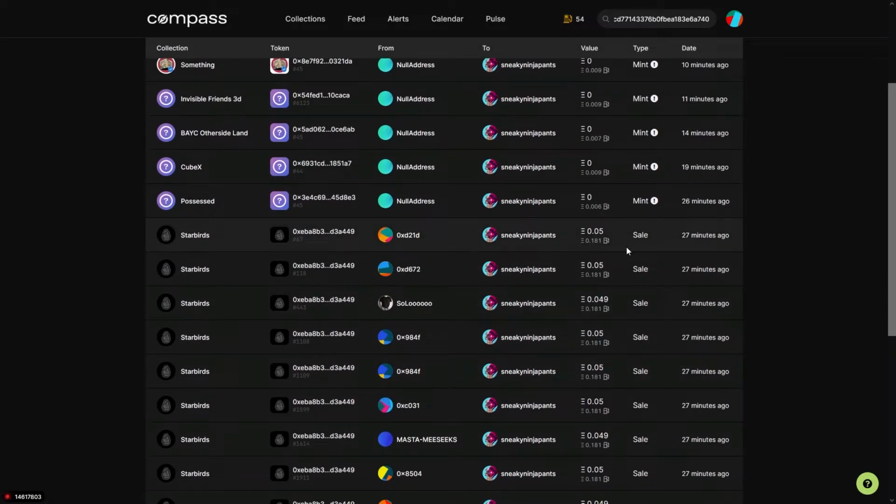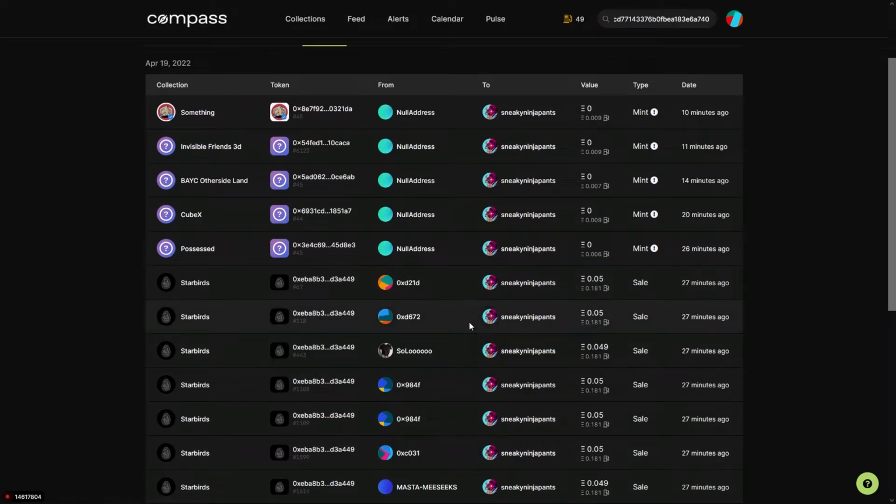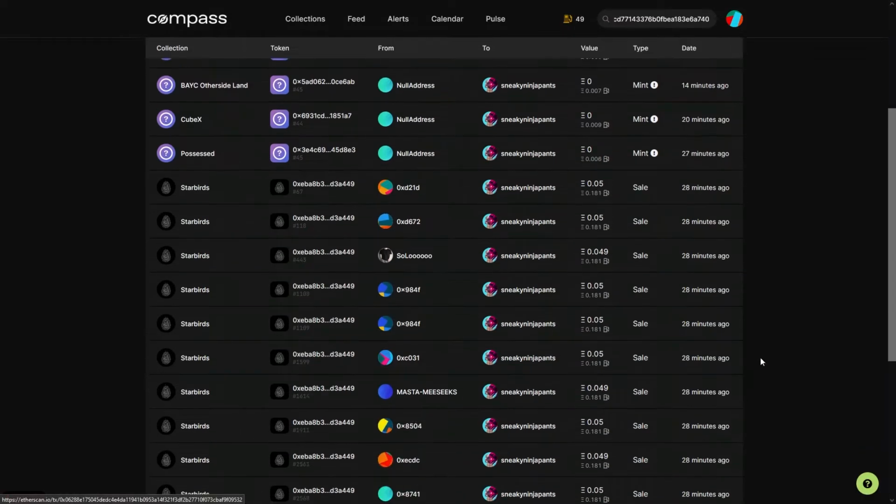If you scroll down, you'll see some sales. So you can see it was from the collection Starbirds. You can see which token it was, who it was from, and these are all sales. So this is Sneaky buying them, and so they're all to his wallet. And you can see the price they paid for the NFT, and then below that is what they paid with gas. And then 28 minutes ago.